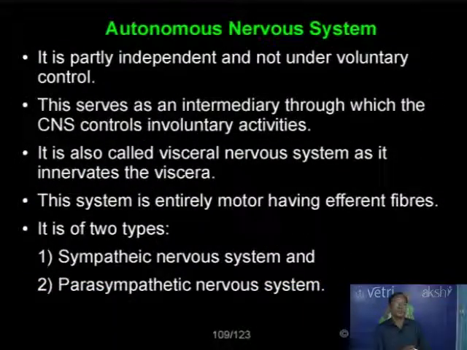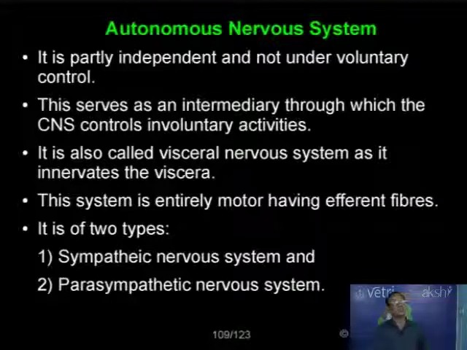Now, the autonomic nervous system. The peripheral nervous system includes the cranial nerves and spinal nerves. Now let's pass on to the next one, the autonomic nervous system. It is partly independent, but not under voluntary control. It serves as an intermediary structure through which the central nervous system controls involuntary activities.